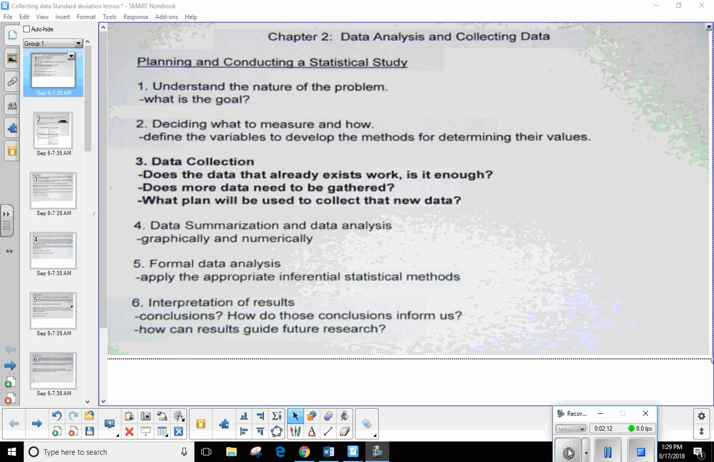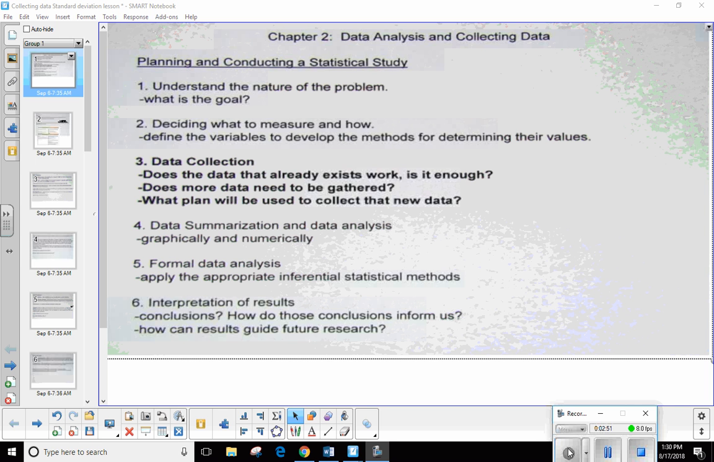Deciding what to measure and how: define the variables and develop the methods for determining their values. Then this is very important. You'll notice it's bolded: data collection. Does the data that already exists work, and is it enough? That's a trap that some people fall into. There may be sites that have data readily available for your topic, but does it fall into this criteria? Is it enough? Is it valid to begin with? Is it a reputable source? Does more data need to be gathered? What plan will be used to collect the new data? All right, so those are things to keep in mind while you're going through this.